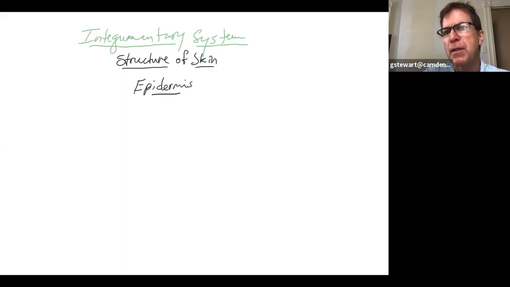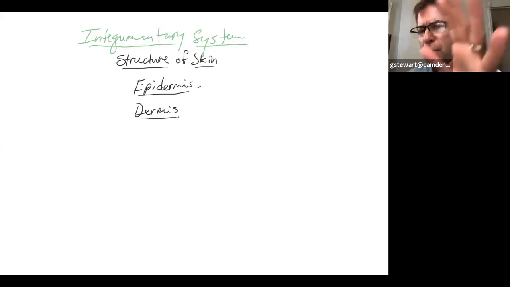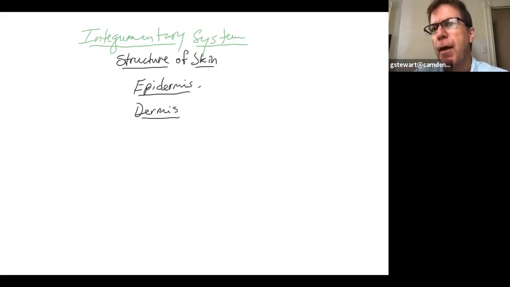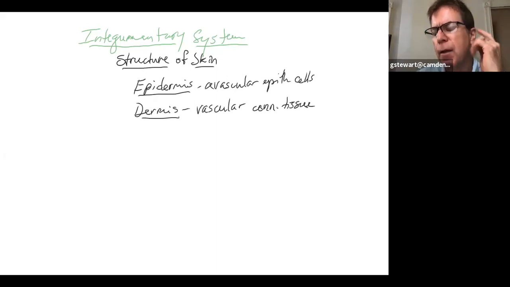So we consider it to be the largest organ of the human body, and it consists of 2 main parts, the epidermis and the dermis. The epidermis is basically, I'll go through each layer, but it's 5 layers of avascular epithelial cells. You know that all epithelia are avascular now. And the dermis really is very vascular. So it's vascular connective tissue. And we'll learn exactly what types of connective tissues are located where.